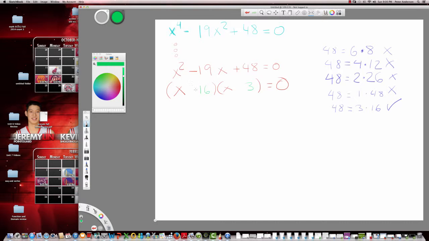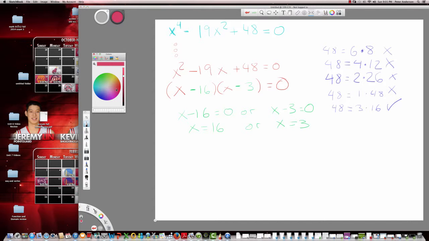Now I want a negative 19, but a positive 48, because when I multiply, it has to give me a positive, so the signs have to be the same. So I'm going to use negative, negative, because when I add negative 16 plus a negative 3, I get a negative 19. Again, this just breaks down to x minus 16 equals 0, or x minus 3 equals 0. So x equals 16, or x equals 3. And there we have it. Now, we're not done with this problem yet, right?